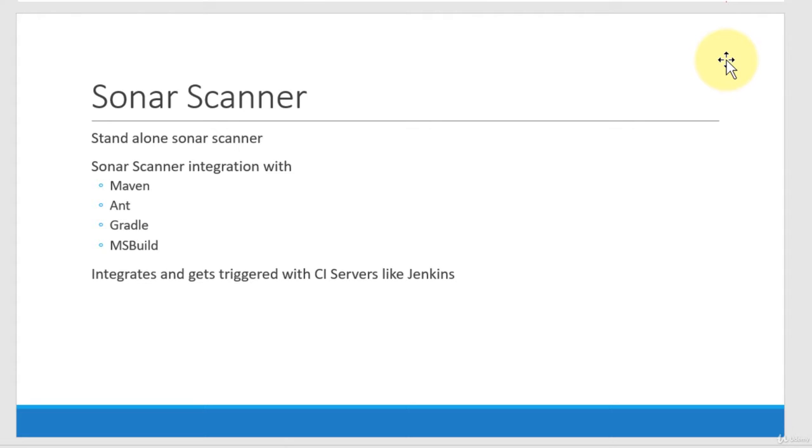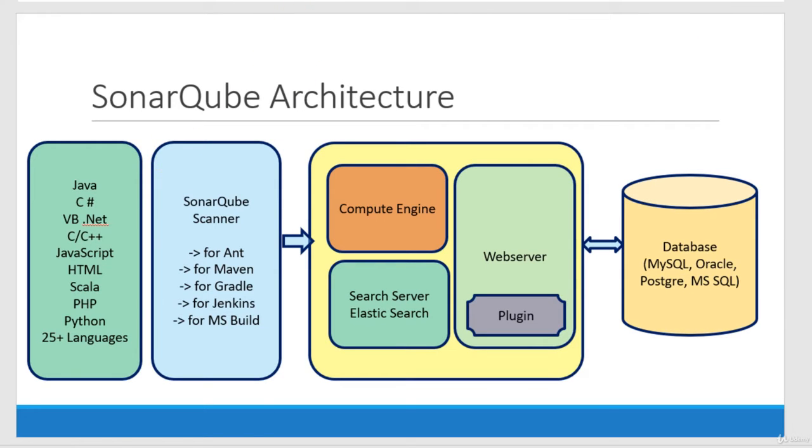Let us see in detail how these components create a pipeline and coordinate, and how to do the installation. As a quick summary, the SonarQube architecture is very simple with three components: scanner, server, and a database.